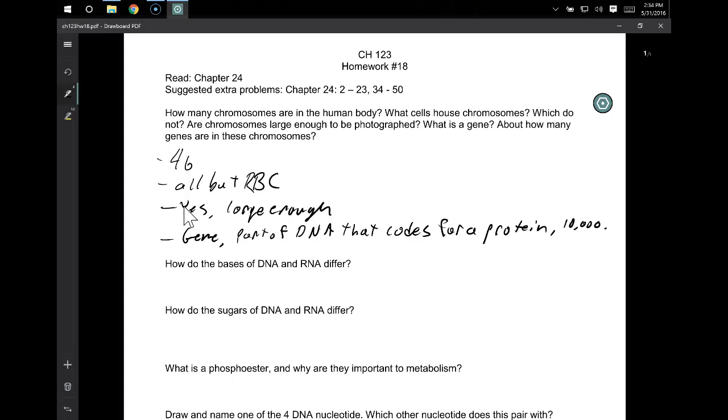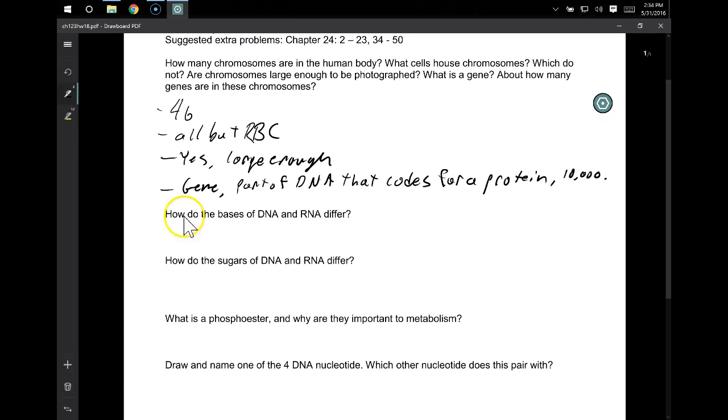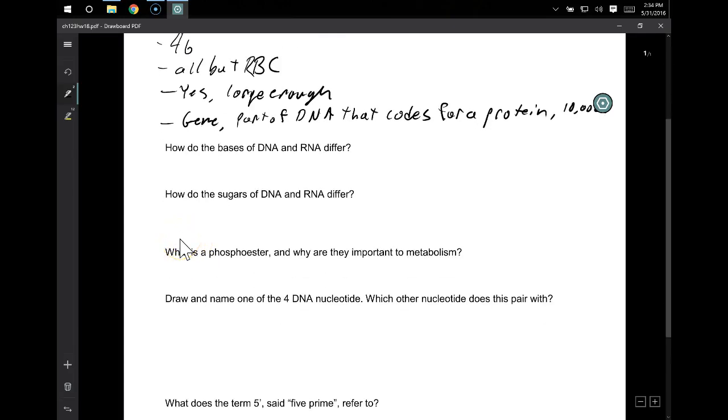How do the bases of DNA and RNA differ? Okay, so DNA has a thymine, and RNA has a uracil, but the C, G, and A's are the same in both of those. So the adenosine, guanine, and cytosine. How do the sugars differ?